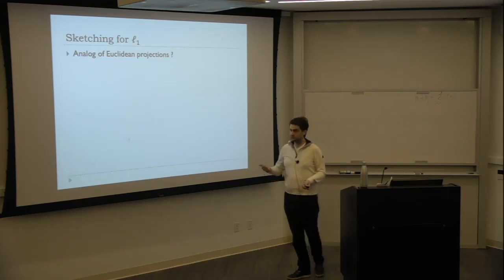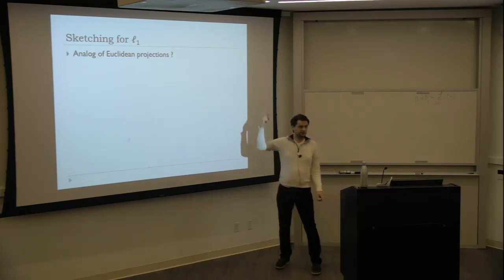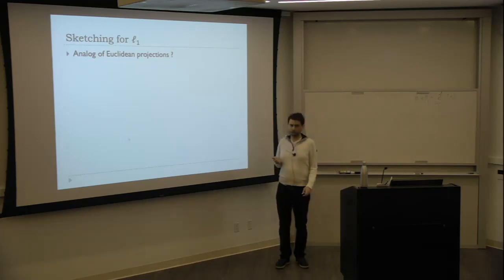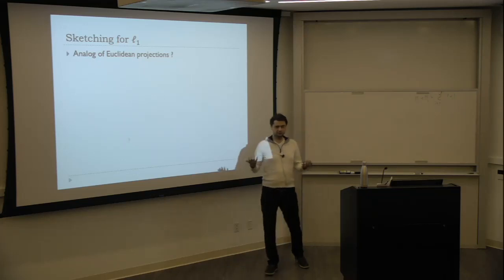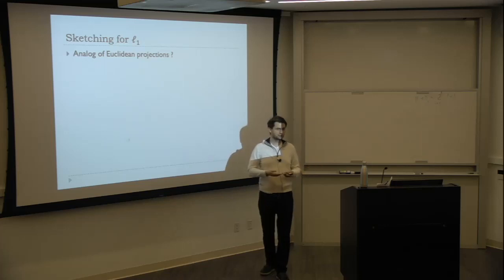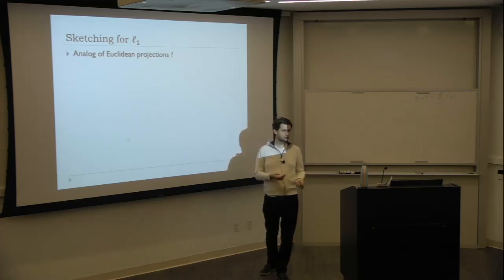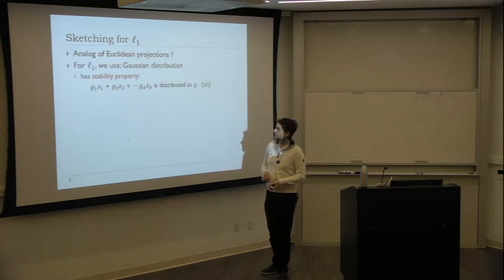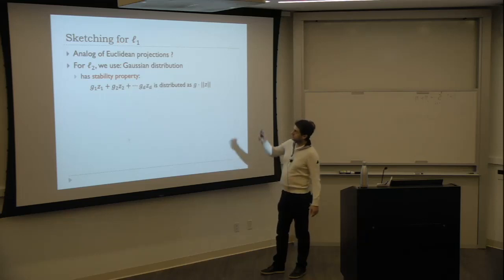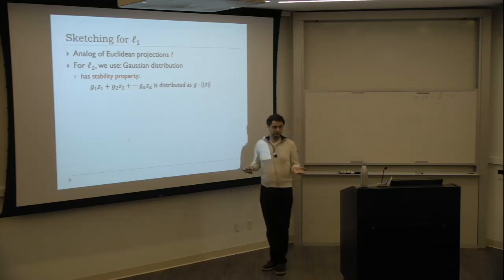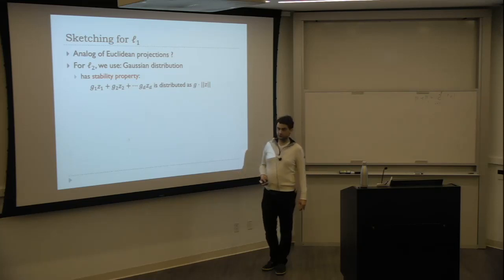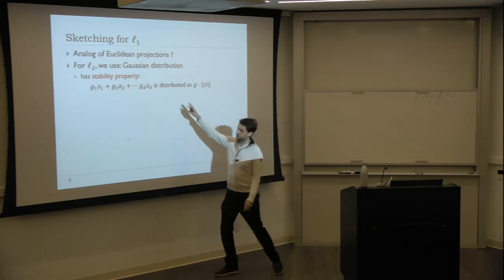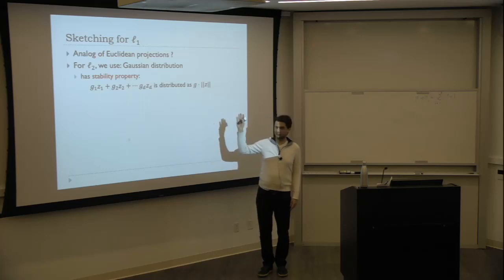In particular, is there an equivalent of these Euclidean projections? In Euclidean space, what we've done is pick a random subspace, or this random Gaussian matrix, and project using this random Gaussian matrix. For L2, why did we choose these Gaussian matrices to do this projection into a low-dimensional space? Well, because of the stability property. Did Jarek mention the word stability property yesterday?